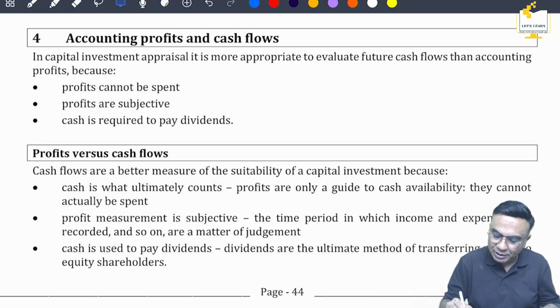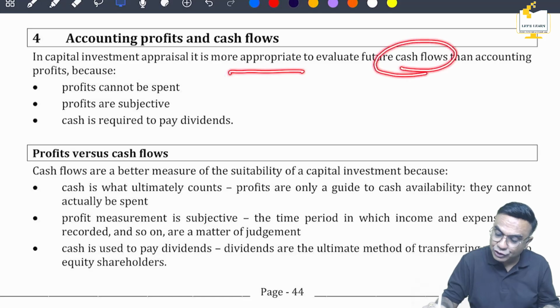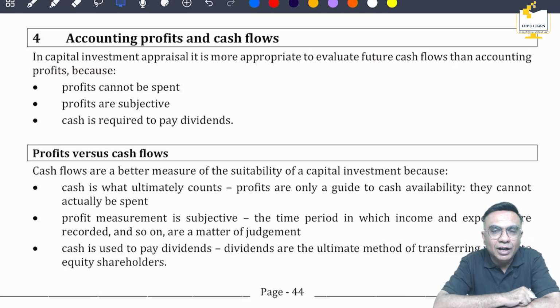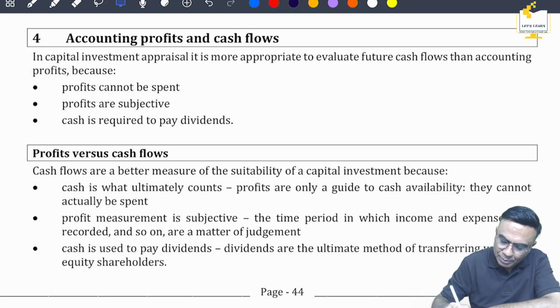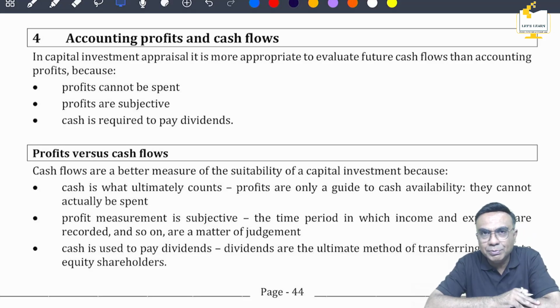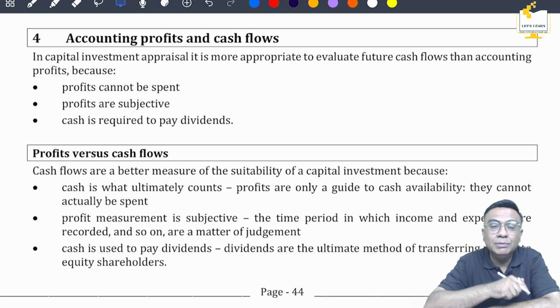In capital investment appraisal, it is more appropriate to evaluate future cash flow than the accounting profit. In ROC, what have you taken? You have taken book profit, we have taken EBIT. Which is better, EBIT or cash flow? Cash flow is better, because in the real world we talk only about cash. Remember, profit cannot be spent, cash can be spent. For example, suppose you have a net profit after tax of $50,000, but you see the cash balance, and we don't have a cash balance. Then what's the use of that profit? Profit cannot be spent, cash can be spent.